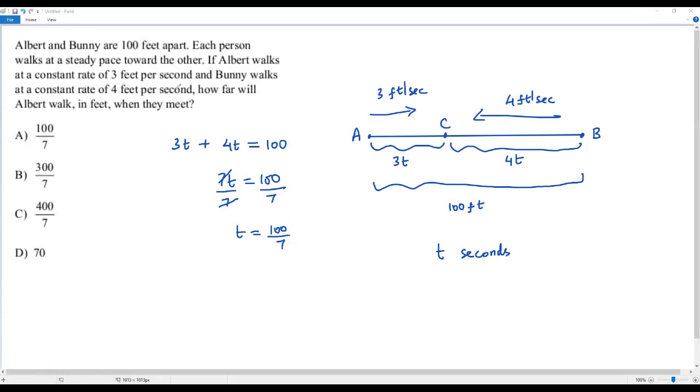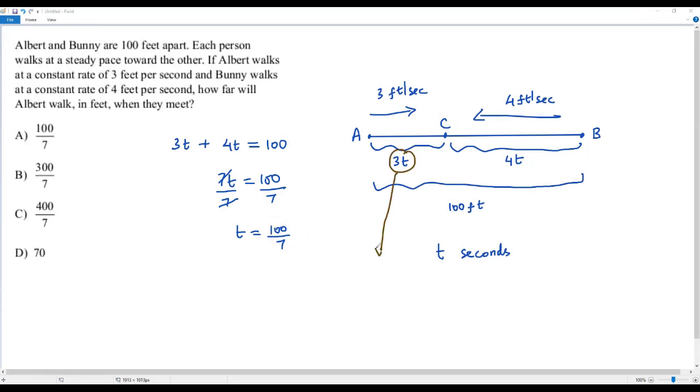Actually, my aim is to find how far Albert will walk in feet when they meet. That is, we have to find the distance walked by Albert to reach the meeting point C. So clearly, we have to get the distance from A to C. We already got the distance from A to C, the distance walked by Albert to the meeting point, that is 3t. Here we got the value of t, that is 100 over 7. Now to get the required distance, we have to plug in this 100 over 7 for this t.